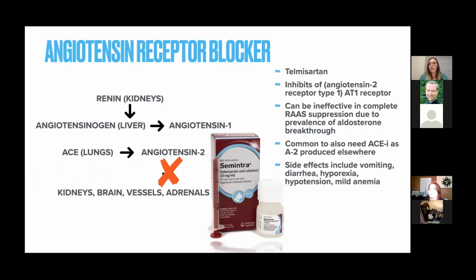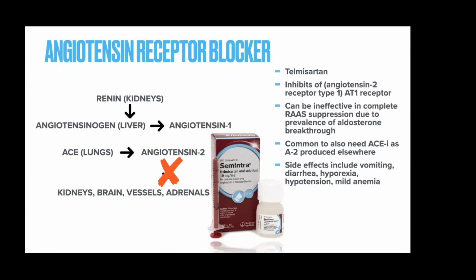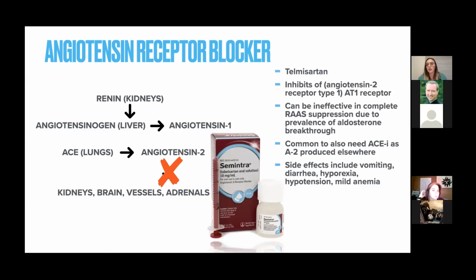It can be ineffective in complete RAS suppression due to prevalence of aldosterone breakthrough. It is also very common that we will need an ACE inhibitor as a second agent because angiotensin 2 can also be produced elsewhere, like in the heart. So it sometimes doesn't work as a sole agent. Again, side effects can include vomiting, diarrhea, hyporexia, hypotension, mild anemia, worsening azotemia. So again, routine blood work and blood pressure checks to monitor these pets.